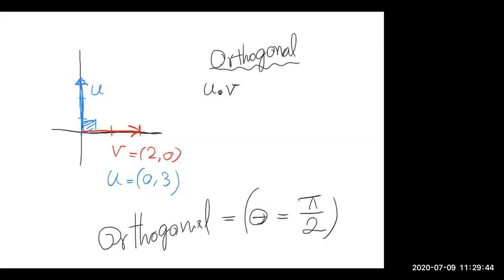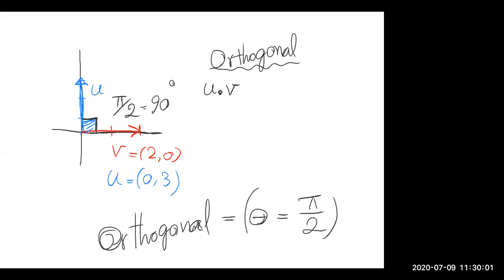Yeah, but I have not mentioned that word. I didn't define that word yet. Say orthogonal, and it's the case where theta is pi over 2. So the angle between them is 90. That's what I mean, pi over 2 or 90 degrees.